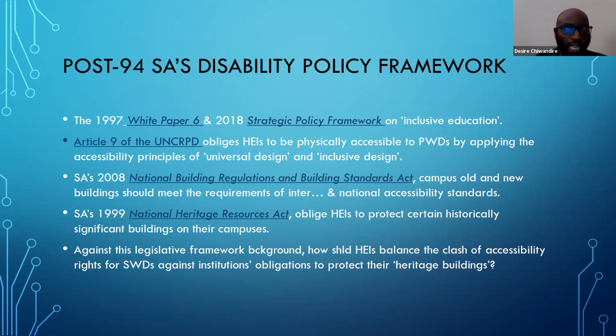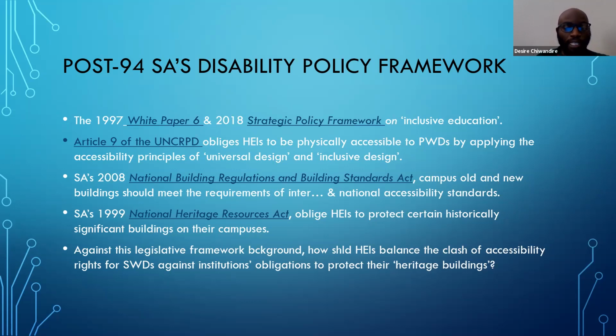Post-1994, we see a radical shift with the implementation of inclusive education policies, which include White Paper 6 and most recently the Strategic Policy Framework. These policies provide for inclusive education, particularly for students with physical disabilities. For them, inclusive education also means that the buildings need to be accessible in order for them to live comfortably in the structures and be able to access lecture theaters and learn without any unnecessary barriers.